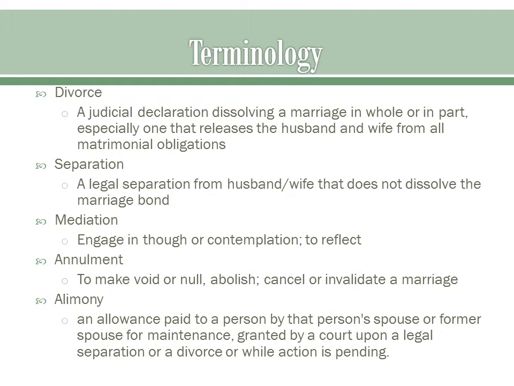Mediation is when a couple engages in deep thought or reflection, usually with some type of therapist, in order to help save the marriage. An annulment is when a couple decides to make void or abolish a marriage relatively soon after the matrimonial ceremony. And then there's alimony, which is an allowance paid to a person by that person's spouse or former spouse for maintenance. It's usually granted by a court upon legal separation or a divorce while it's pending.